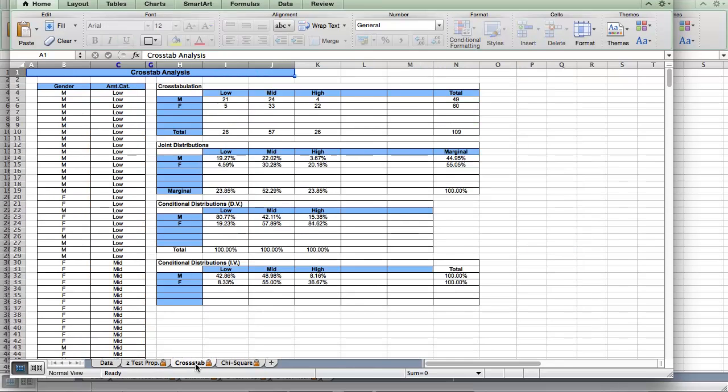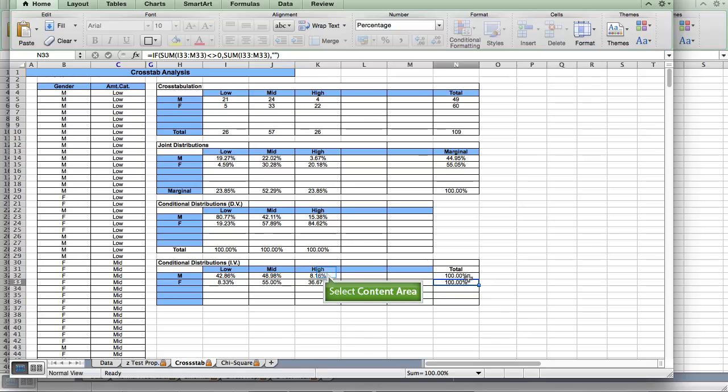First, looking at the cross-tabulation, and specifically at the conditional distribution of spending category by gender, we could see there are some notable proportion differences.